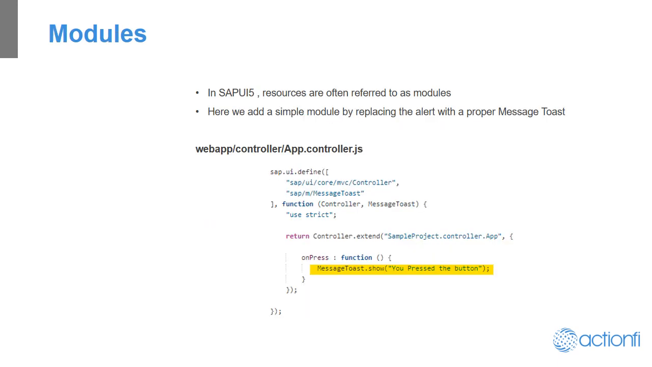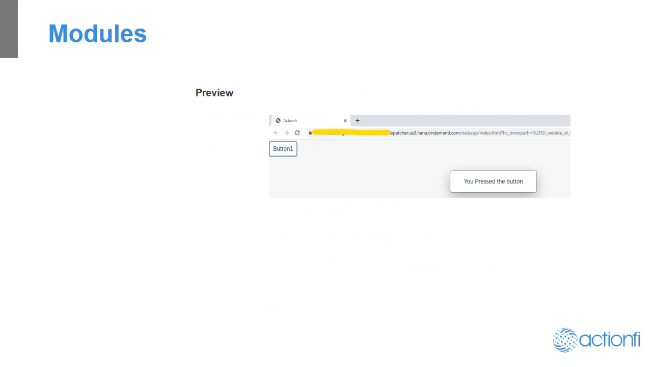Modules. In SAPUI5, resources are often referred to as modules. Here, as you can see, we add a simple module by replacing the alert with the proper message toast. The required modules are enabled to be loaded asynchronously. Once both modules, that is, controller and message toast, are loaded, the callback function onPress is called. Here you can see the message toast.